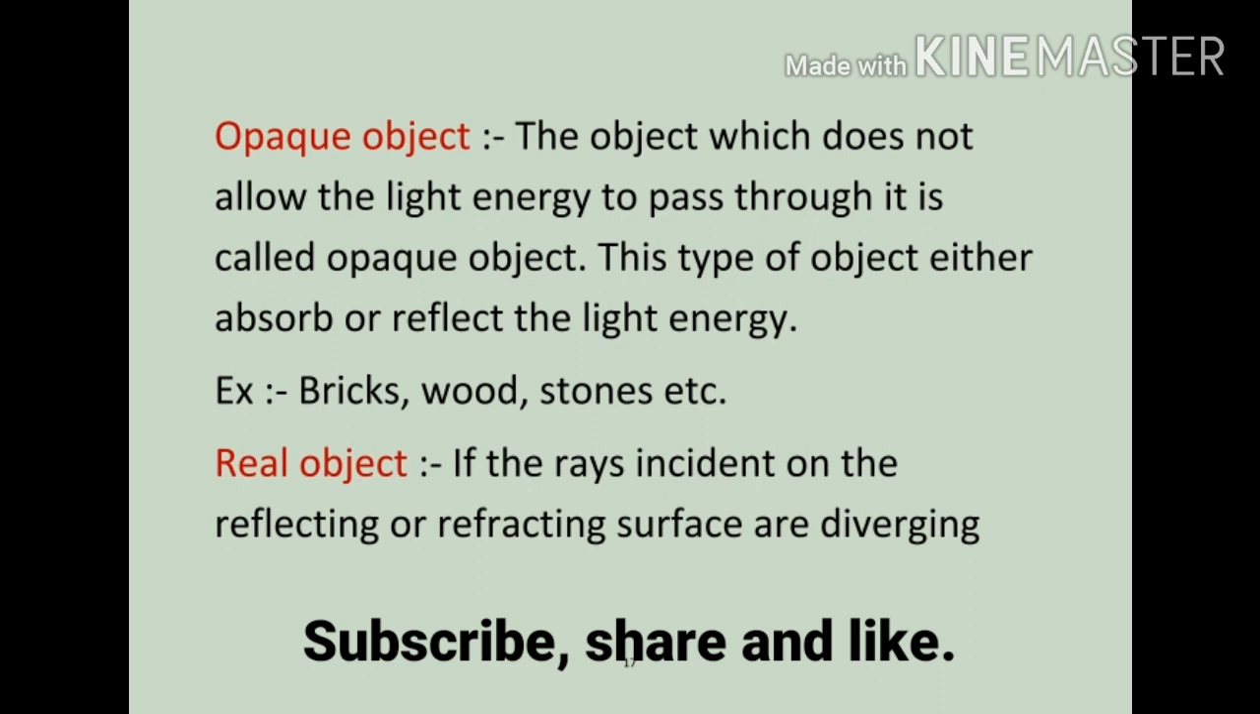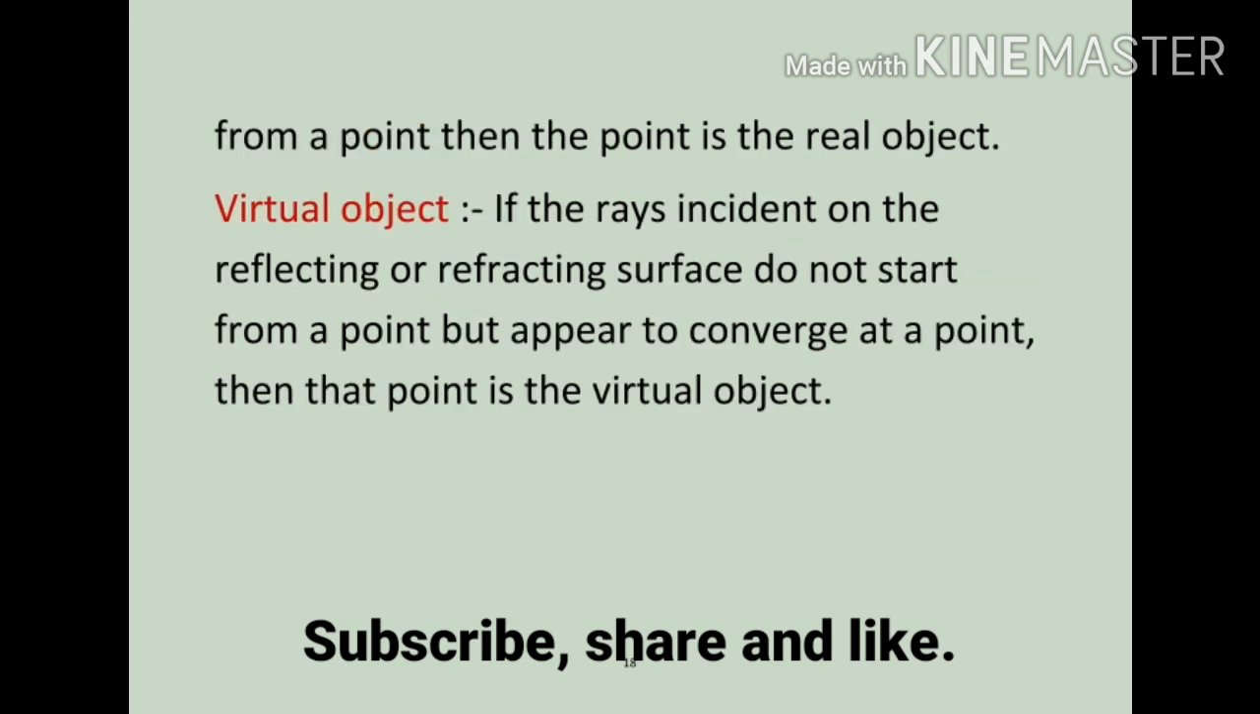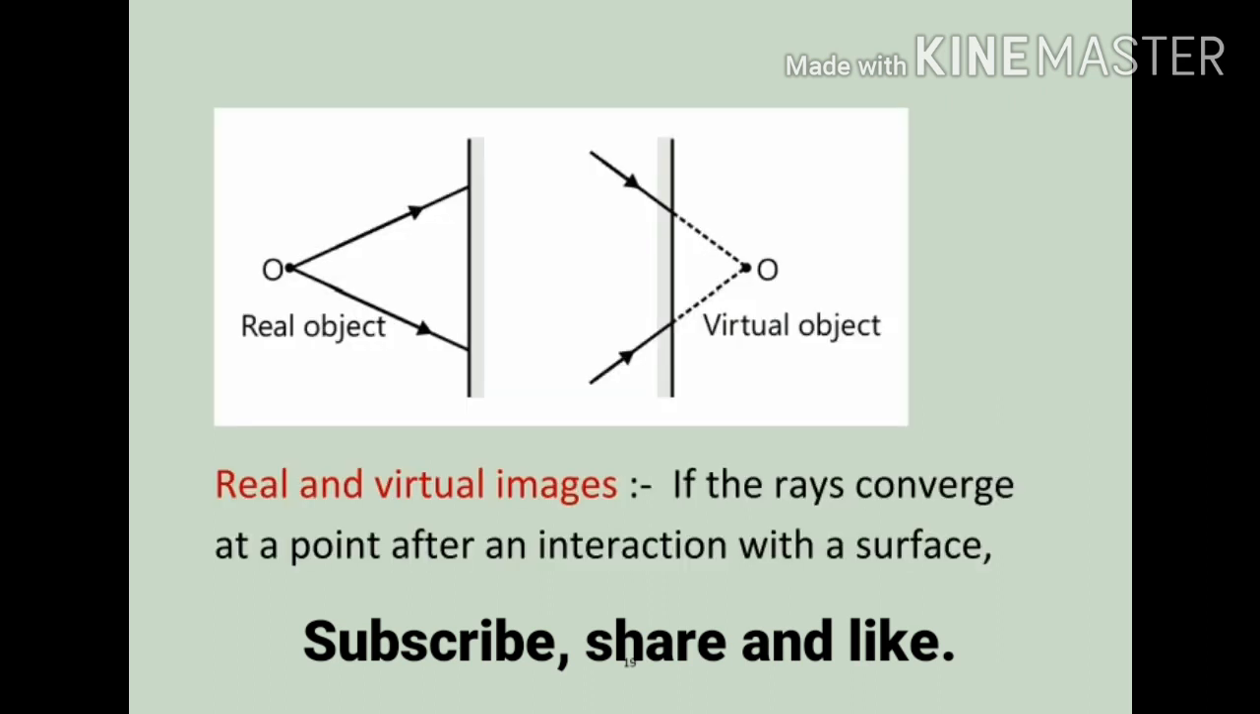Next one is a real object. If the rays incident on the reflecting or refracting surface are diverging from a point, then the point is the real object. Virtual object. If the rays incident on the reflecting or refracting surface do not start from a point but appear to converge at a point, then that point is known as a virtual object. And to understand the real object and virtual objects, there is a small diagram.